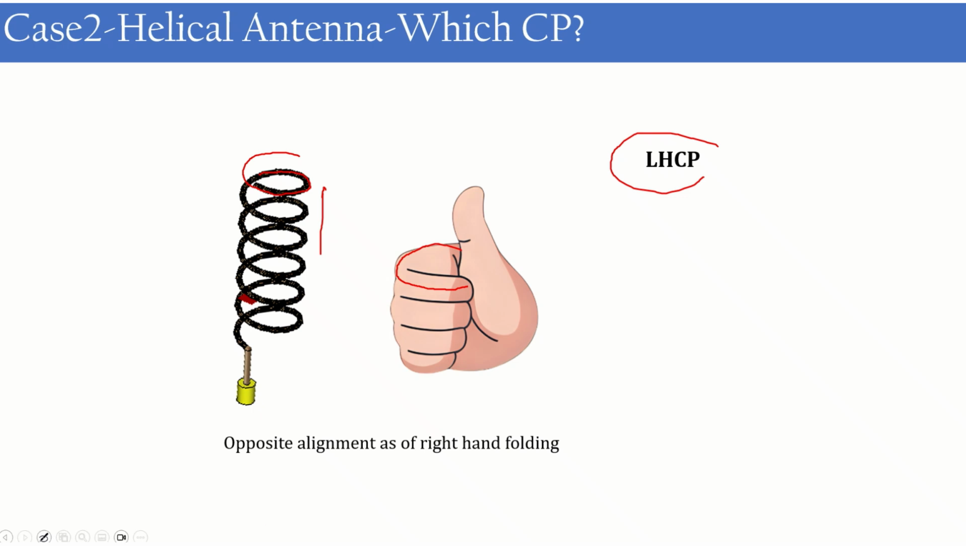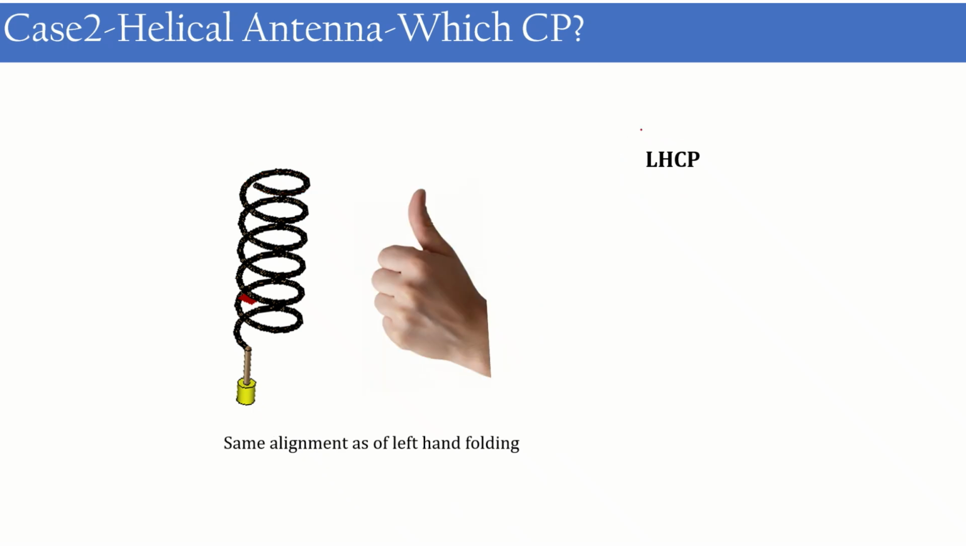One other thing is we can compare this orientation with respect to our left hand also. So here I'm using my left hand for the comparison. Here you can see that my folding direction is like this. Here also, if you consider the folding, it is in this direction. So it is in the same direction as my left hand. So it is LHCP.